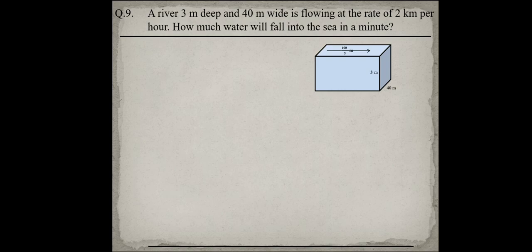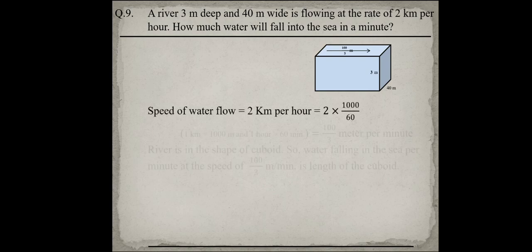The dimensions of length, breadth and height are in meter, but the speed is 2 km per hour. It is in kilometer, and we need to find out how much water falls into the sea in a minute. That means we have to find it in minutes. So we will convert this speed unit into meter per minute.